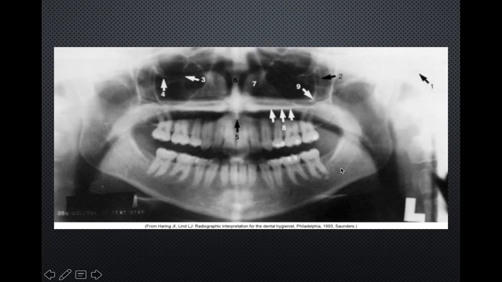We can also see here, here's our condyle, here's our coronoid notch, here's the inferior border of the mandible. So you can see we can see a lot of different structures here.